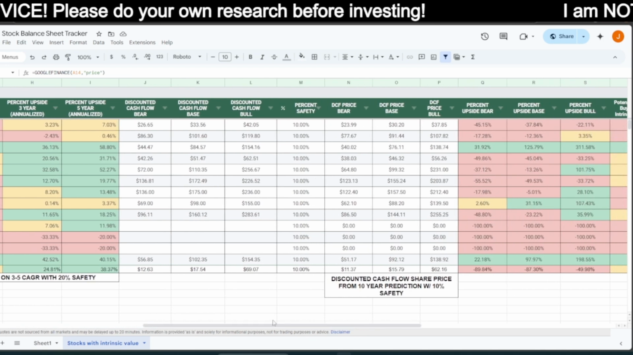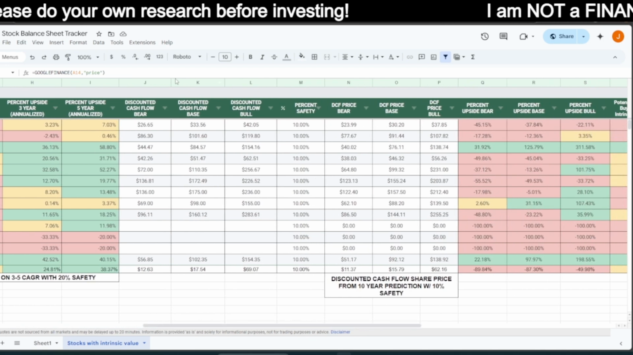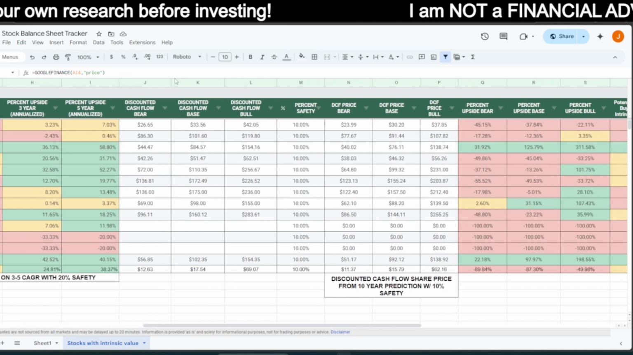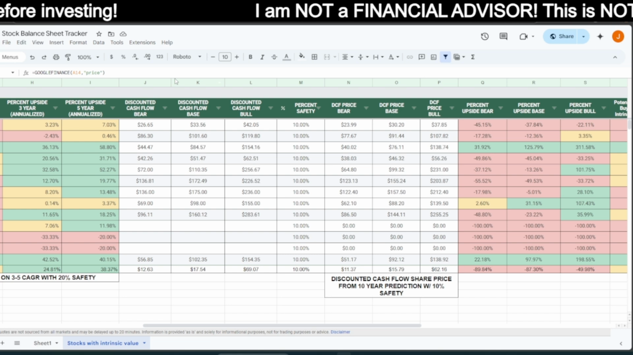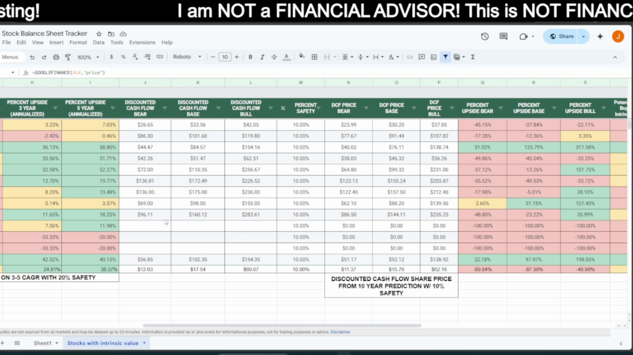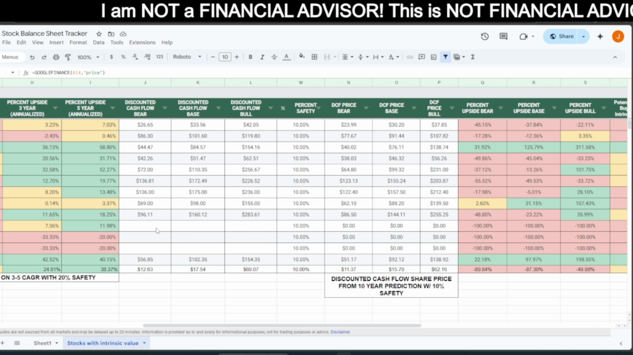The other way of doing it is called a discounted cash flow. Now, what this basically does is says, okay, if they keep producing cash and you estimate how much cash they're producing in the future, what would be a fair value for the company now? So that way you're actually making money in this case.